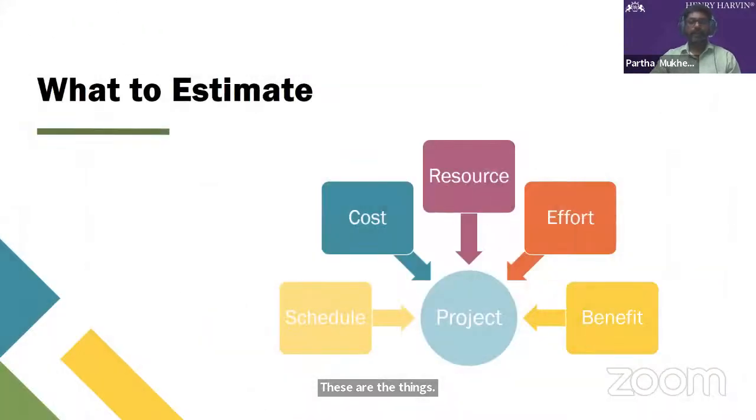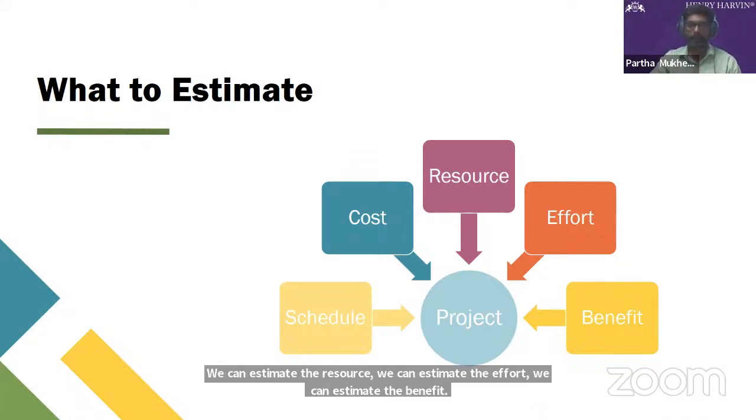If we talk about estimating, then what are the things we can estimate? We can estimate the schedule, we can estimate the cost, we can estimate the resource, we can estimate the effort, we can estimate the benefit. So there are a lot of things that we can estimate. Okay.